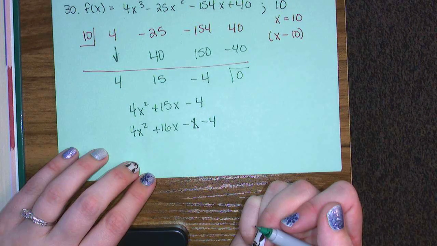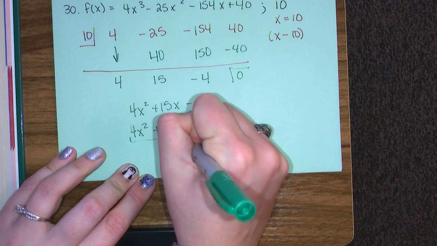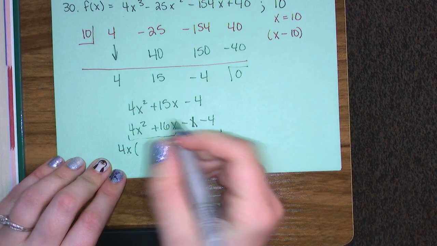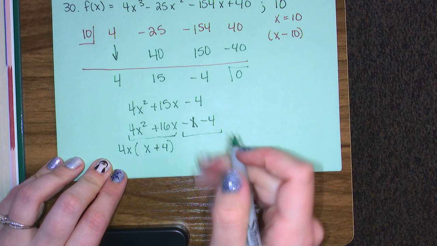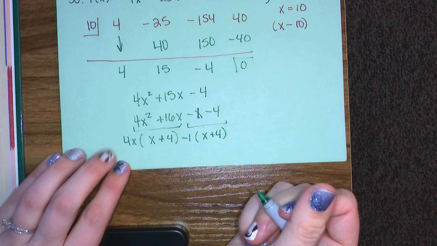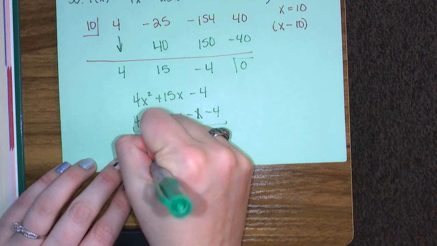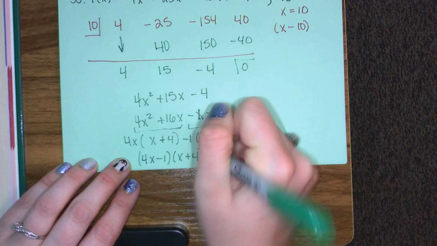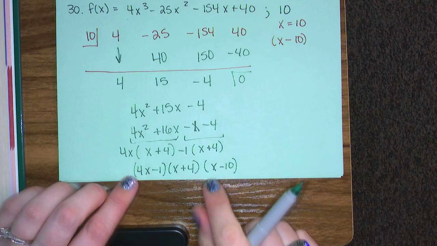Now I'm factoring by grouping, from the last section. So I'm pulling out a 4x, and I'm left with x plus 4. And then over here I'm going to pull out a negative 1, and I'm left with x plus 4. So then my factors are 4x minus 1, x plus 4, and x minus 10. Okay, so that gets us to the step we had before.